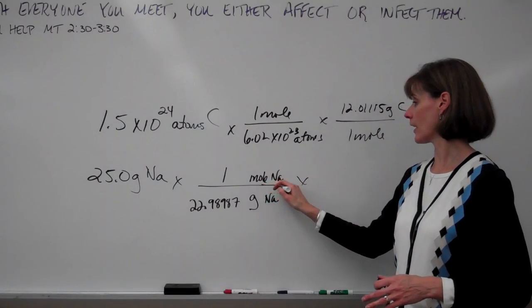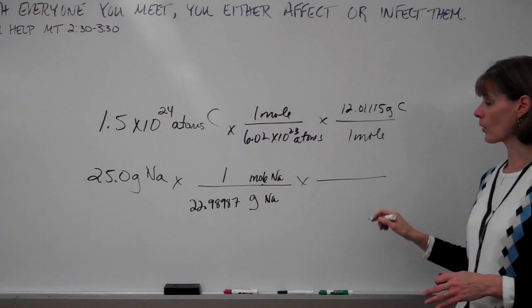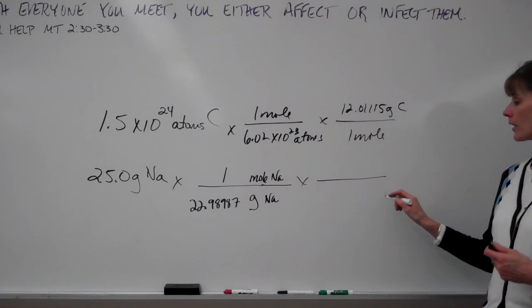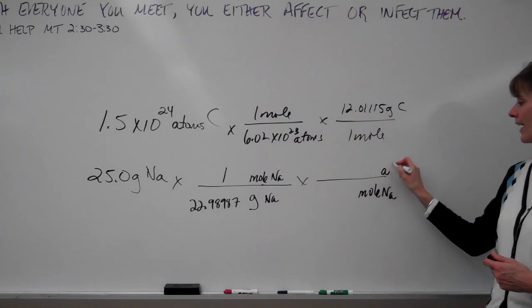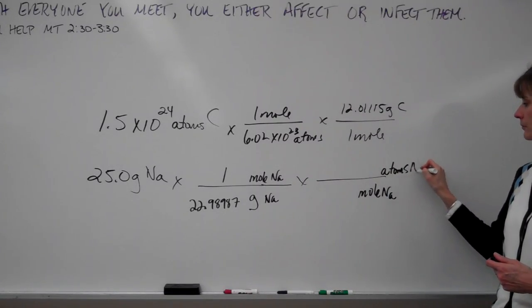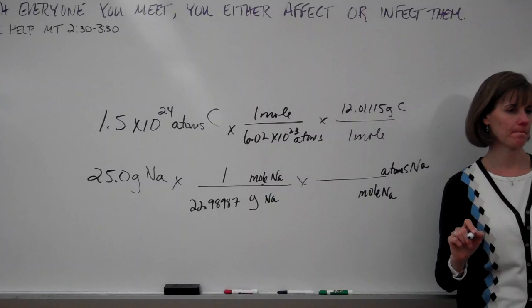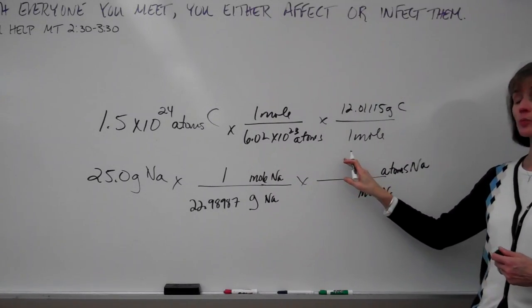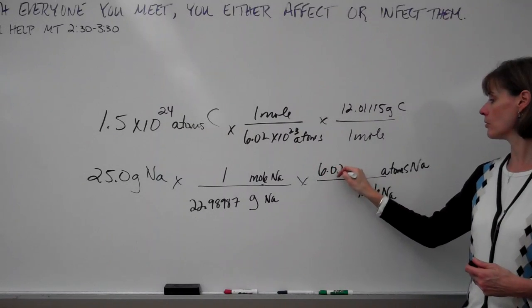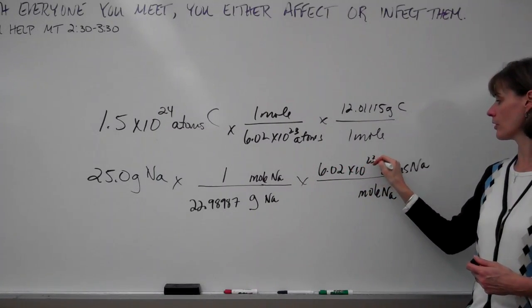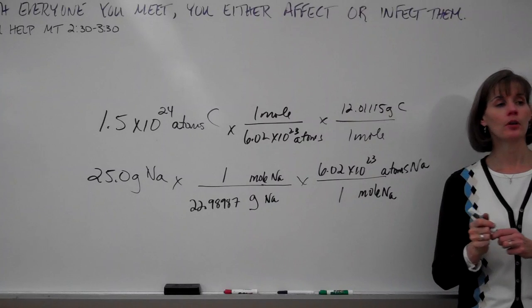Then we want to turn that into particles, or atoms. What conversion lets us compare moles of sodium to atoms of sodium? Where does the 6.02 go? Top. 6.02 times 10 to the 23rd atoms is 1 mole.